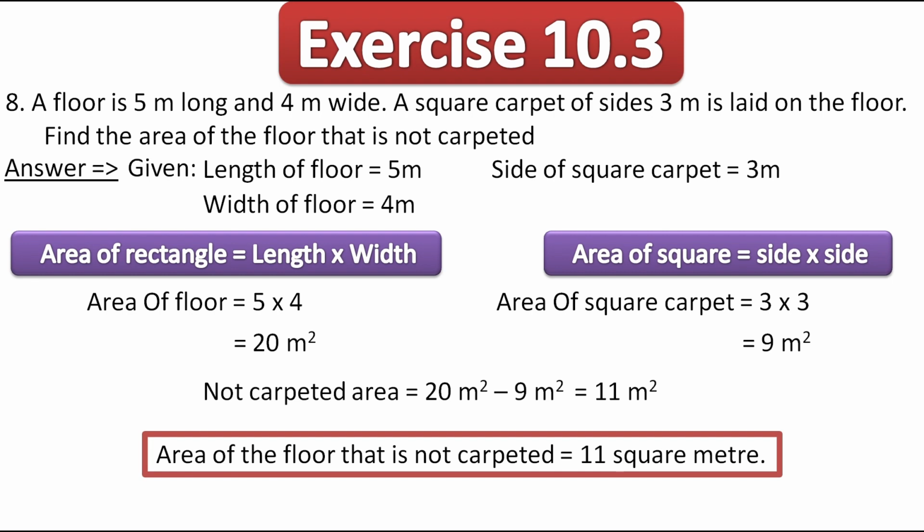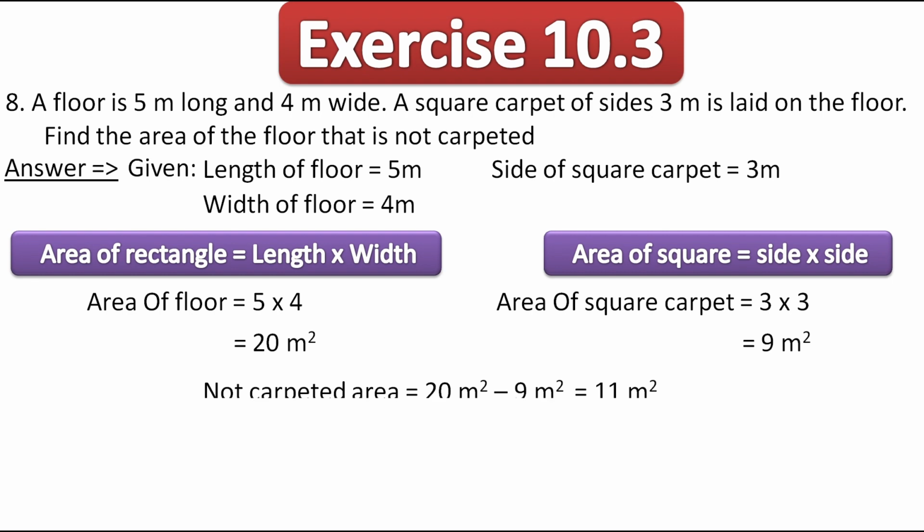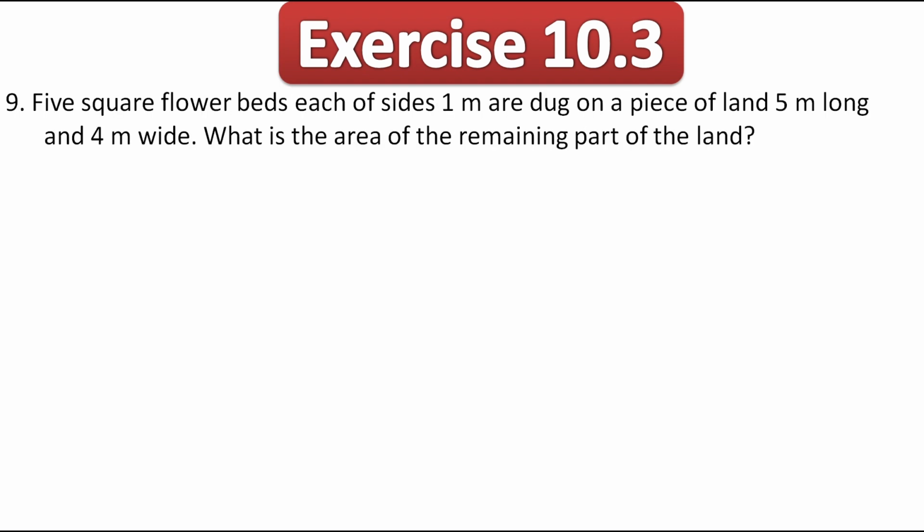Okay. Now let's move to the next question, that is ninth one. 5 square flower beds, each of side 1 meter, are dug on a piece of land 5 meter long and 4 meter wide. What is the area of the remaining part of the land? This question is same as the previous one, just there is one more calculation you have to do. What is that? I'll tell you.